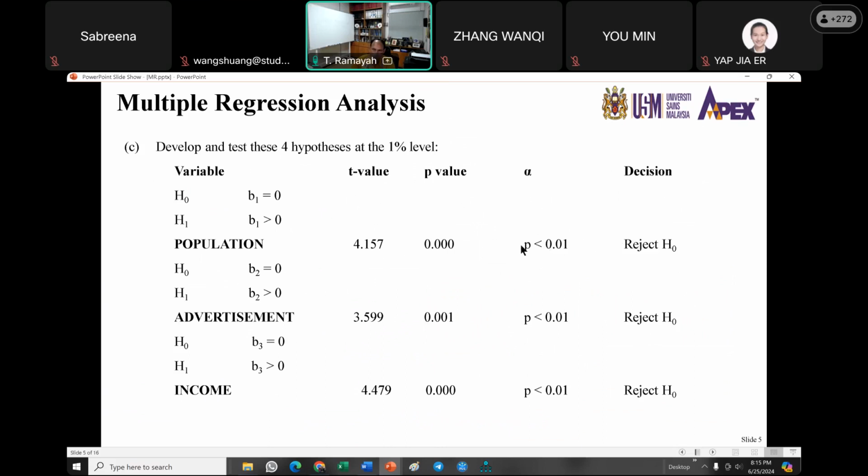If the p value is less than the alpha value, then you reject the null. If the p value is greater than the alpha value, you do not reject the H null. Okay, that's how the interpretation works.